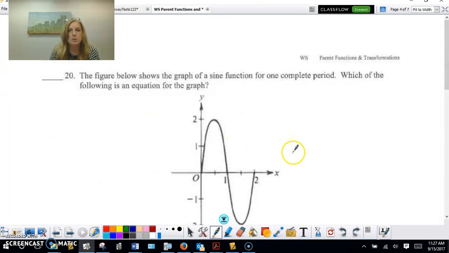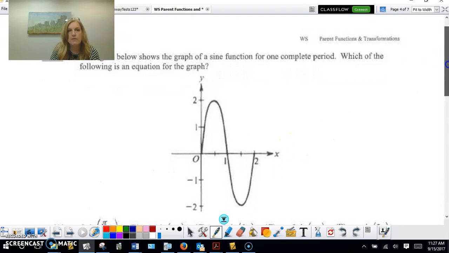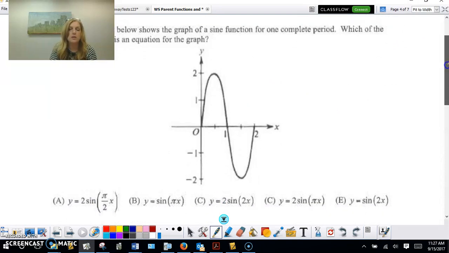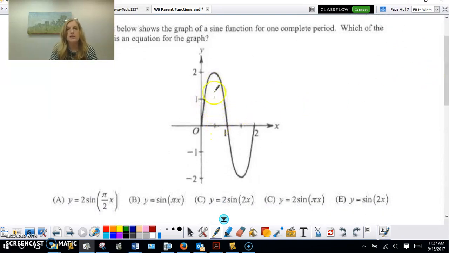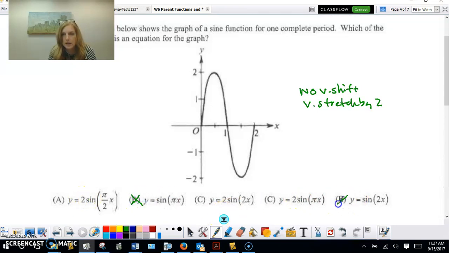All right, here for number 20, I gave you a sine graph, and they just want you to find the equation. Basically, you have to know the properties of transformations and how they affect sine graphs. I like to do the outputs first. It still has a midline of 0, so there's no vertical shift, but it has a maximum of 2. So that means there must be a vertical stretch by 2. So we're going to be looking for a 2 on the outside. So B is gone and E is gone.